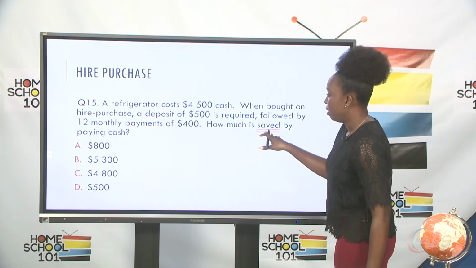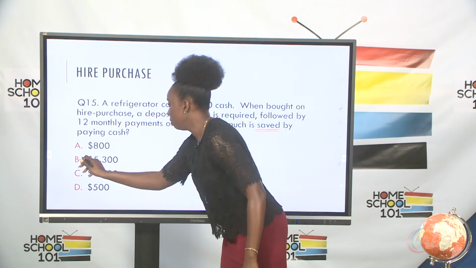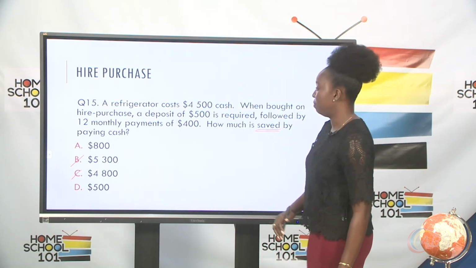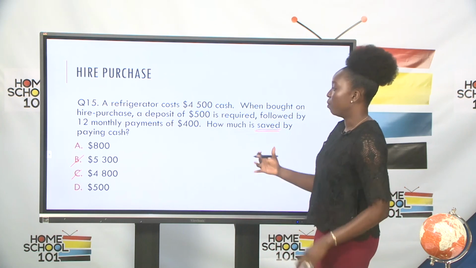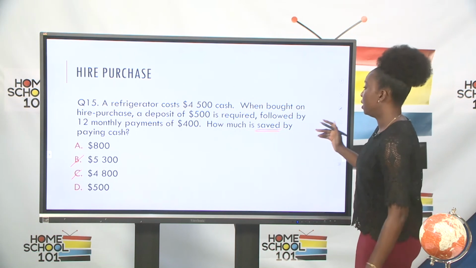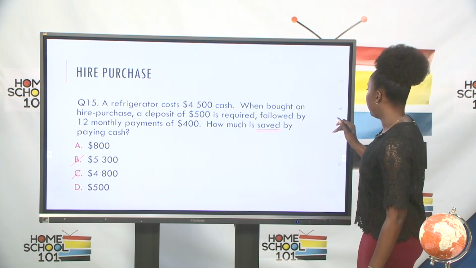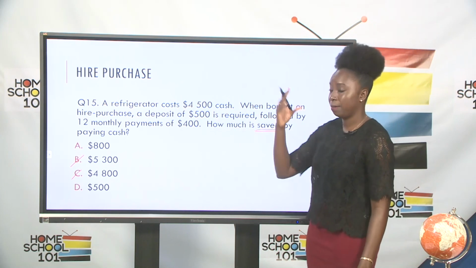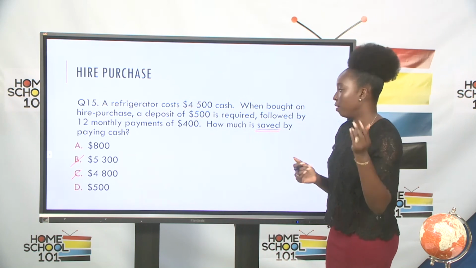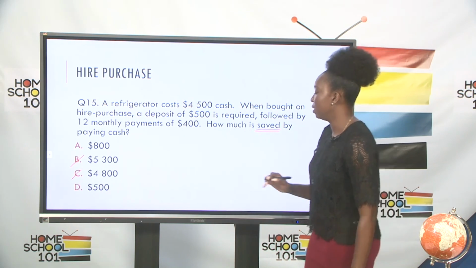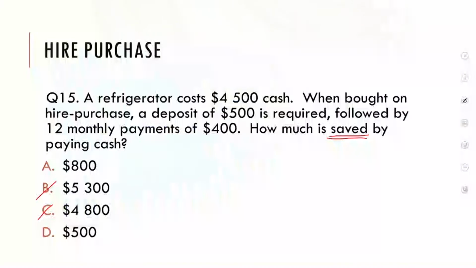So already we know that it cannot be B or C by process of elimination because we want to know how much was saved. So let's find out how much was paid using hire purchase, and then we'll be able to subtract the cash from the hire purchase to find out the savings. All right, so the deposit is $500, and the payments, 12 monthly payments of $400.